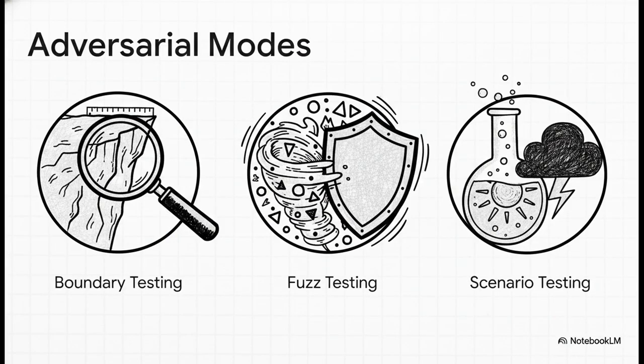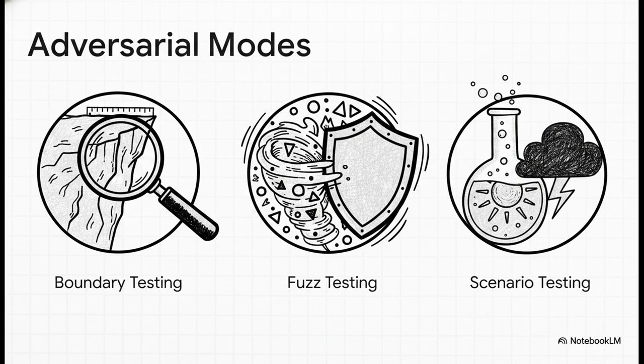The system utilizes 3 specific adversarial modes. First is boundary testing. Instead of testing a loan at, say, 50 days past due and 100 days past due, the engine tests the exact threshold, 89, 90, and 91 days. Off by 1 errors at thresholds are notorious in finance, so you have to lock them down.